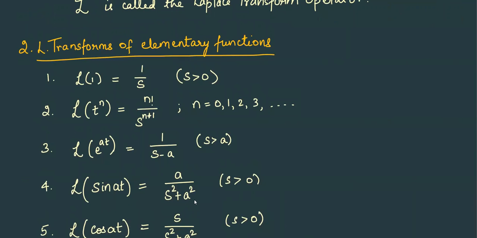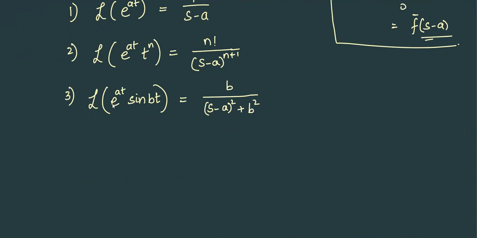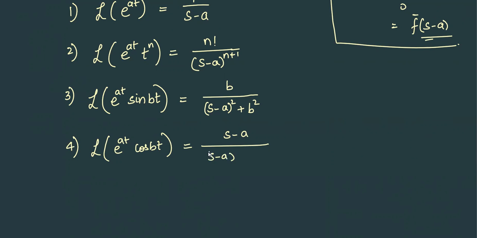Sine at was a by s square plus a square. Sine bt will be b by s square plus b square. Now if e power at is multiplied with the function, it becomes b by s minus a whole square plus b square. Then the Laplace transform of e power at cos bt will be s minus a by s minus a whole square plus b square.